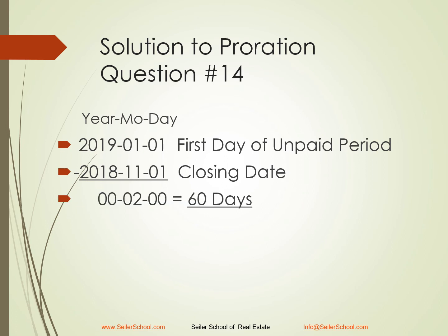We do our subtraction. 1 day minus 1 day is 0 days. We move over to the month column, and we've discovered we can't subtract 11 months from 1, so we have to borrow from the year column. We change 2019 to 2018, and we take 12 months and add it to the 1 month. 13 months minus 11 equals 2 months. 2 months equals 60 days.